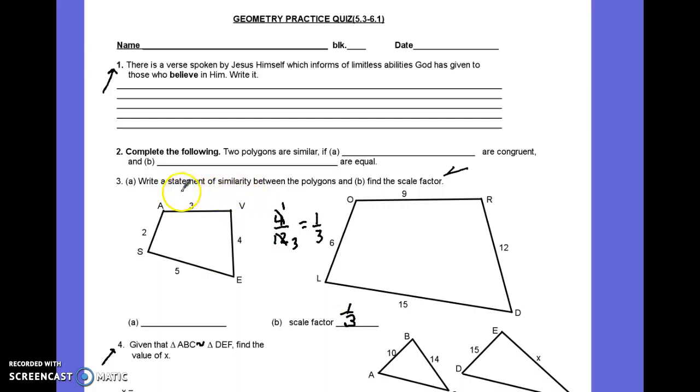Okay? All right. And they ask you for a similarity statement. I might as well finish this one with you. Similarity statement, just assuming that this angle is the same as this one. This angle, the same as this. This one is congruent to this one. And finally, angle D and angle E are congruent.